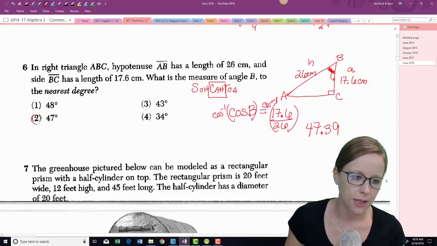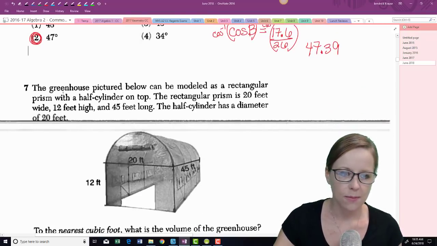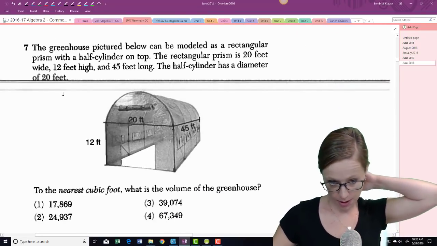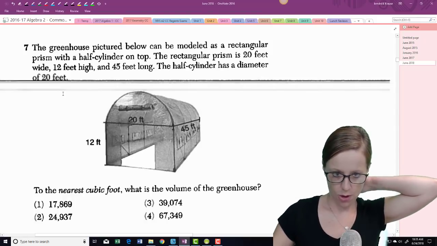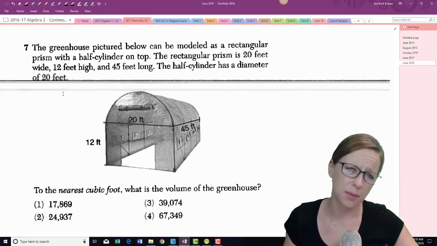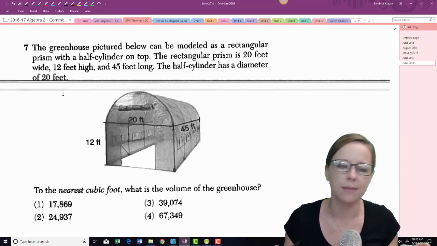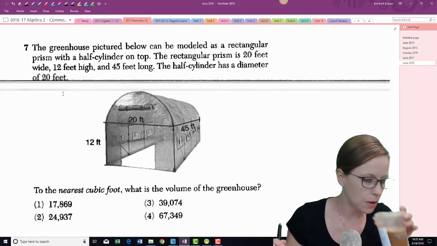Okay, it stays at 47. I hope you didn't fall for that. All right. Oh, number 7. Number 7 requires a calculator too. So we got to be smart here. You should really label your pictures. Be smart about what you're doing, okay? Don't think like, oh, I'll be fine. Stop doing that. Draw the picture.